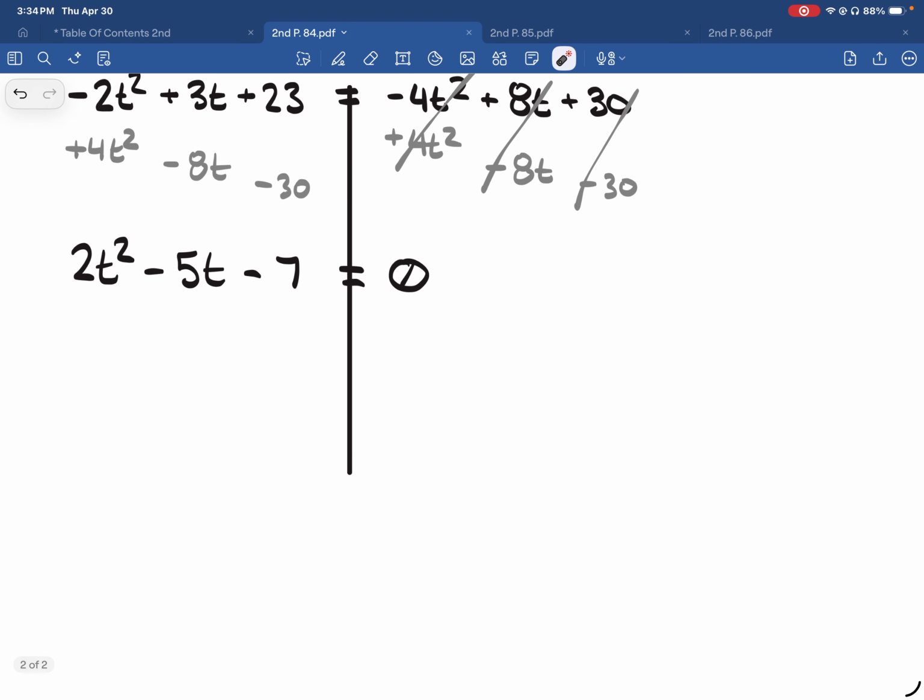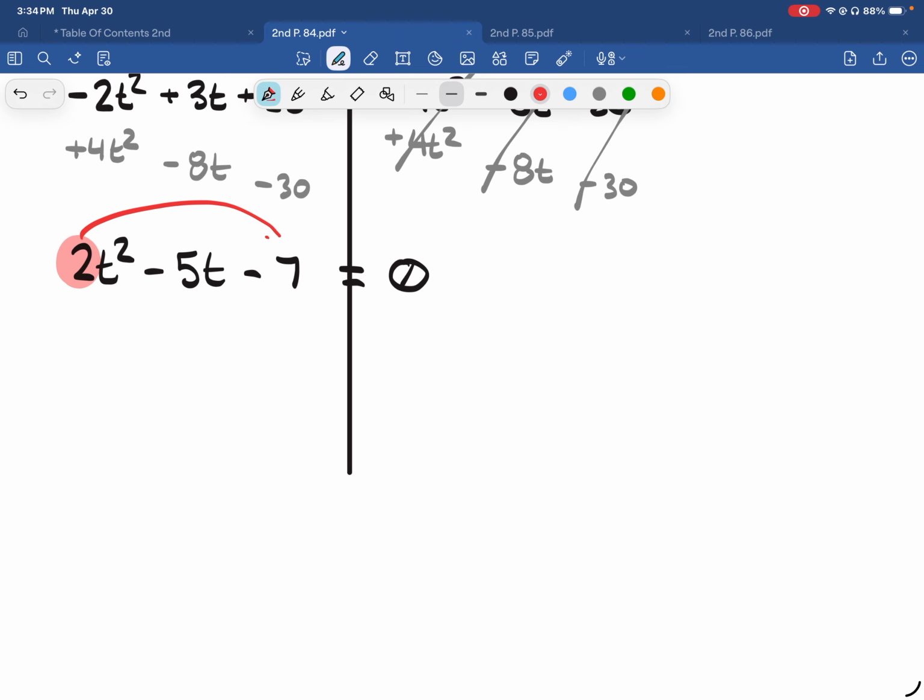So from here, it's in standard form, it's equal to 0, there's no greatest common factor, so I'm going to start the slide and divide process and multiply 2 times negative 7 to rewrite this as t squared minus 5t minus 14 equals 0. I'm finally ready to find the factors.